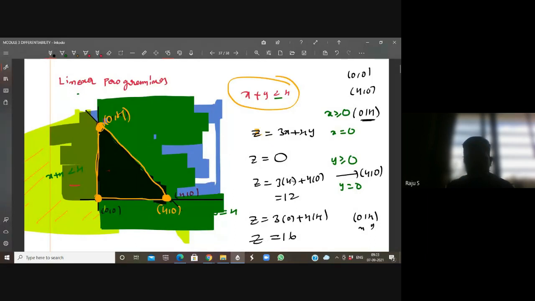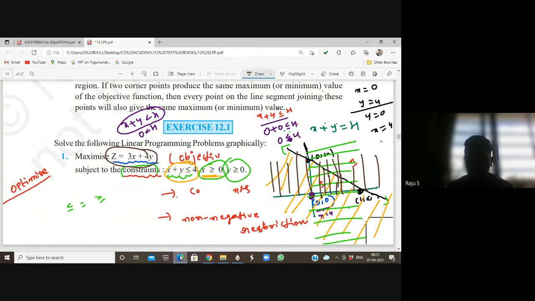See here, there exist three values for the objective function. One is 0, another one is 12, another one is 16. Among these three values, what is the highest value it has? 0 or 12 or 16? 16. This 16 is the required answer. I hope you understood, you got some idea about how to maximize.